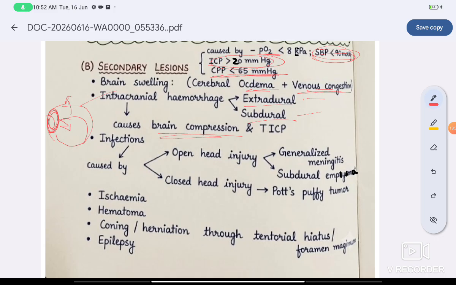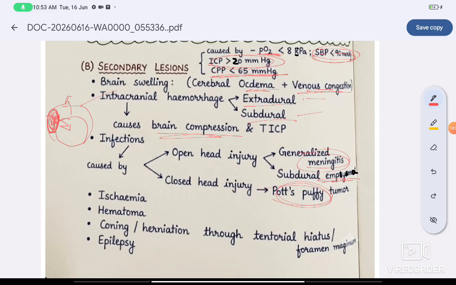Okay. Then secondary lesions also include infections. In open head injury, it is obvious because there is contact with the external environment, particularly through the nose. There is CSF rhinorrhea, so bacteria can enter. Then it can cause meningitis, empyema, and in case of closed head injury, as I said, there is a hematoma, it produces pressure. It may appear as a swelling, which may be confused in some cases as a tumor. So it is known as Pott's puffy tumor.